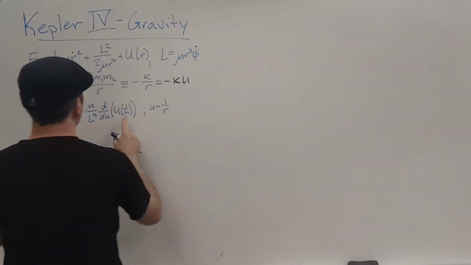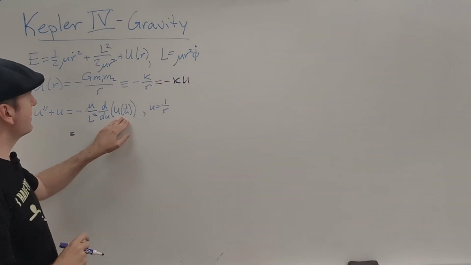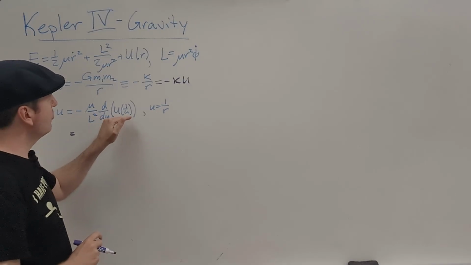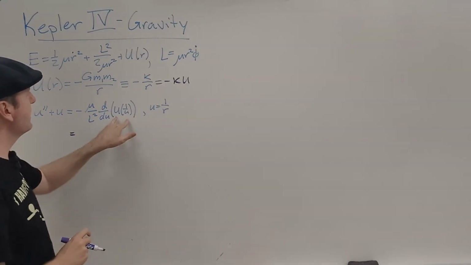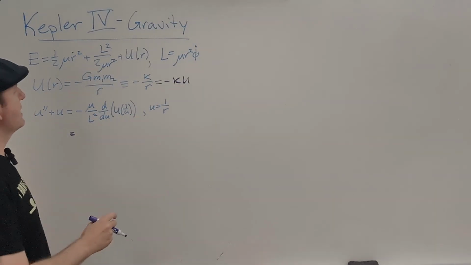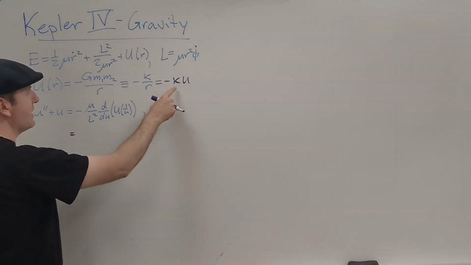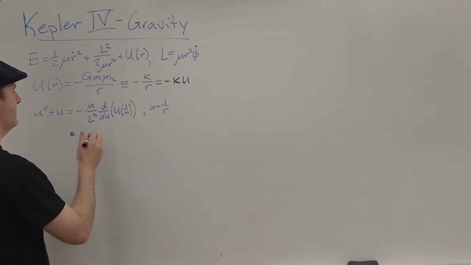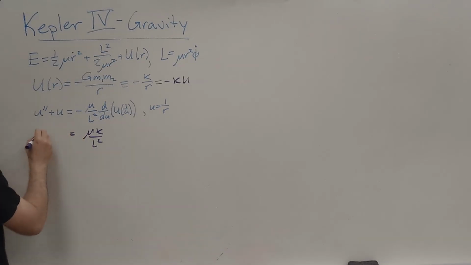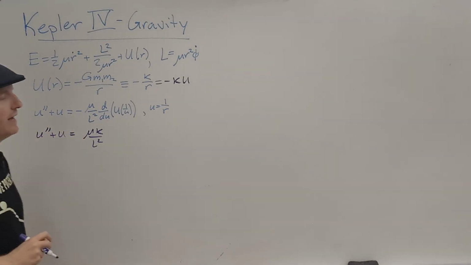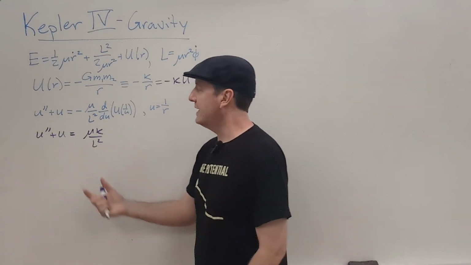That also means that if I go take my derivative here, U of r, which is of course U of 1 over u, becomes minus kappa u here. And when I take a derivative of minus kappa u with respect to u, the negative signs will cancel. Derivative of u is just 1. And I'll end up getting mu kappa over L squared, a positive constant. And now we can see kind of why this is really nice. The right-hand side is just a constant.